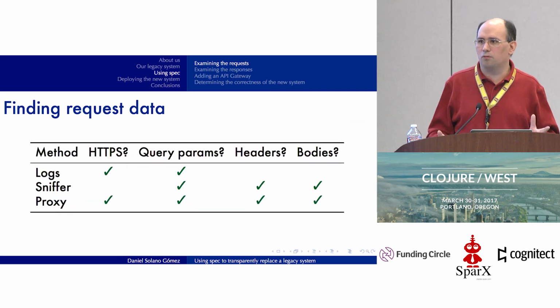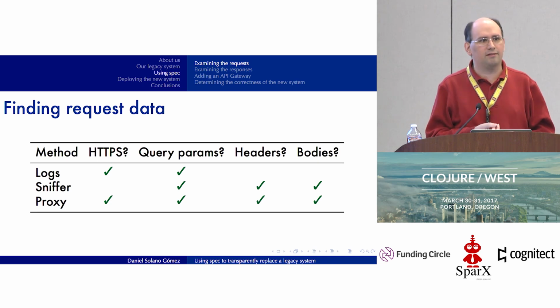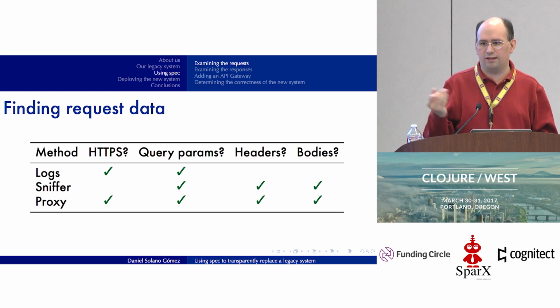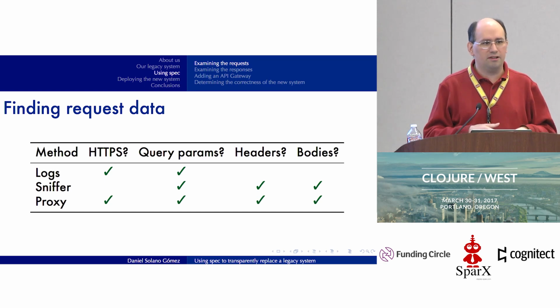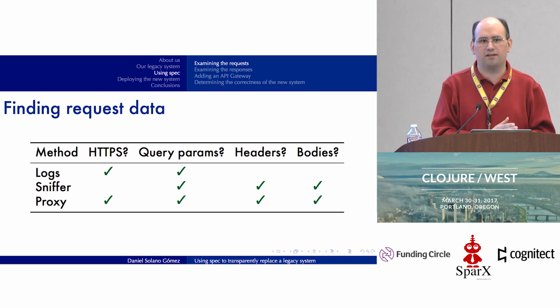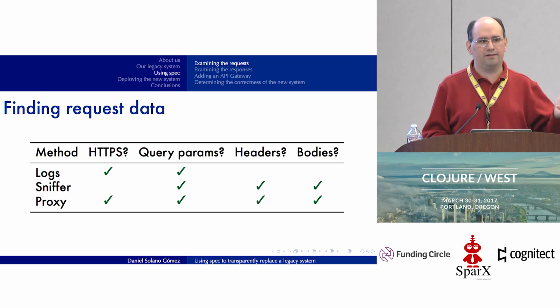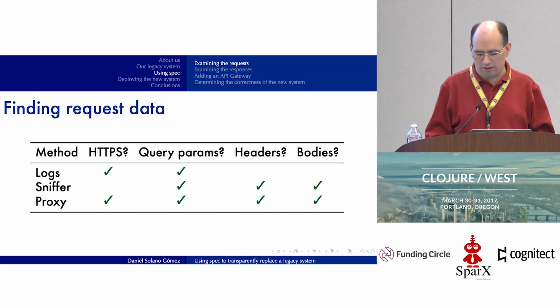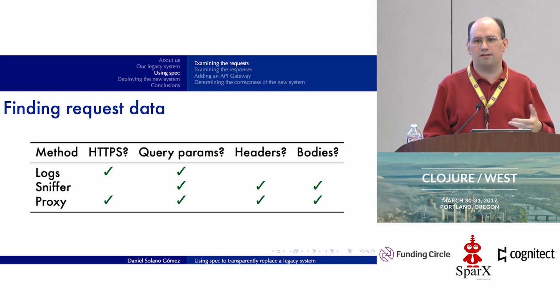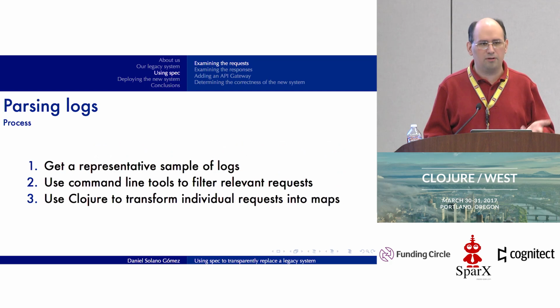And there's all sorts of different ways that you can get that data. You can get it from access logs. You can use like a network sniffer to get that stuff off the network. Or if all else fails, you can always just put a proxy in between the client and your old system, so that way you can see fully what's going on. Now, in our case, we're dealing with gets, so it was very simple to just pull down Nginx access logs off our servers and work with that.